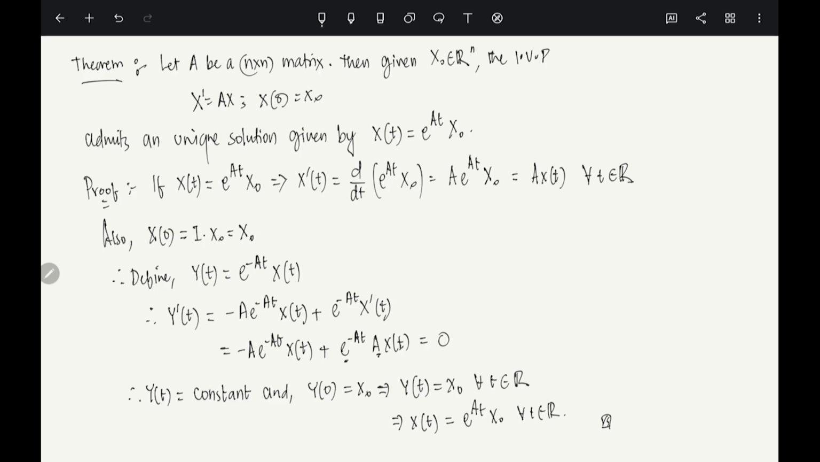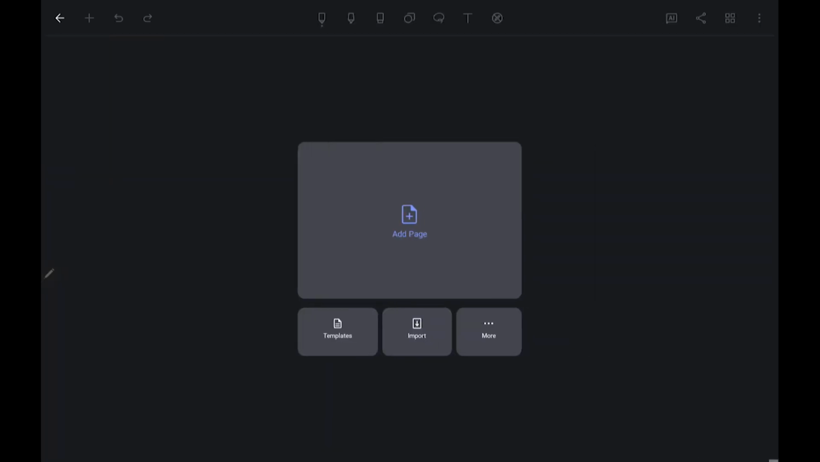See, here you may ask, why don't we use Picard? You can use Picard for the uniqueness, but that is not guaranteeing that you can have a solution for all R. It only guarantees a solution in a small neighborhood of 0. But here, using this proof, you can actually say this works for all R.